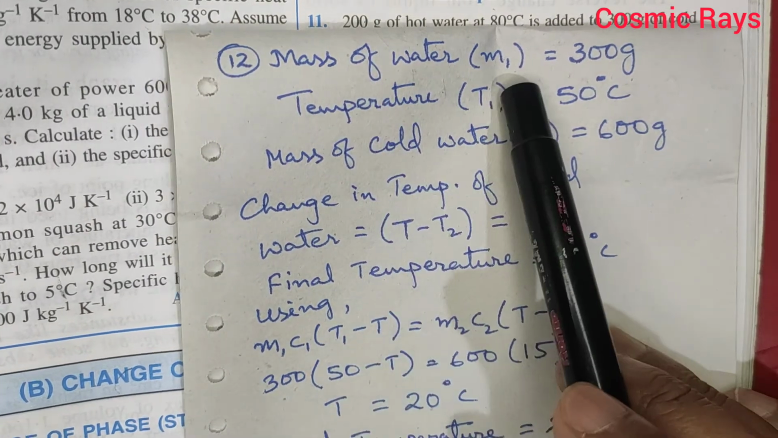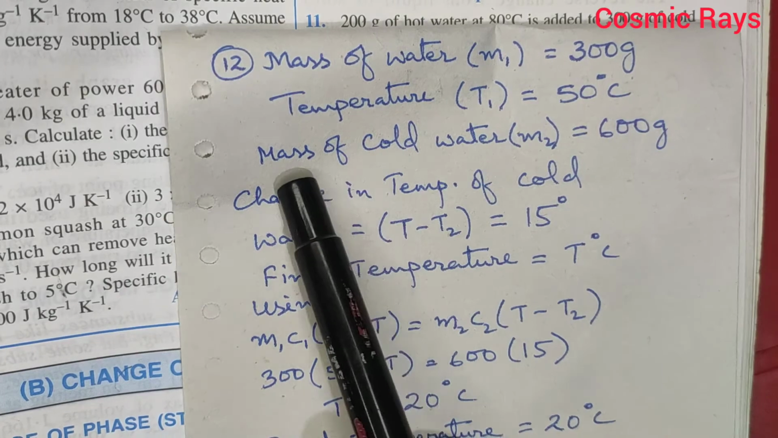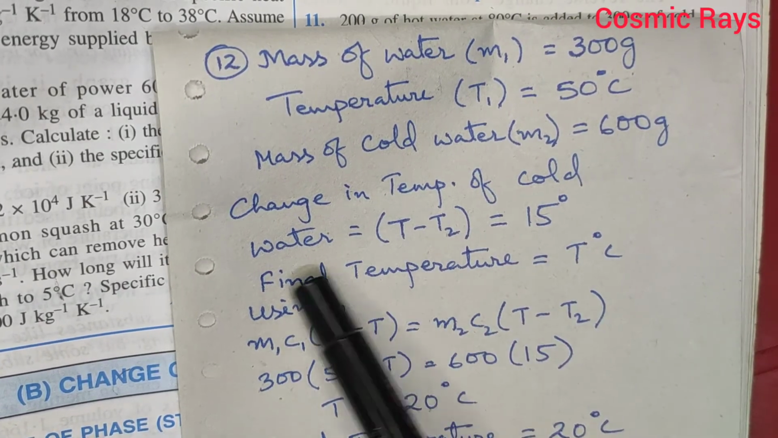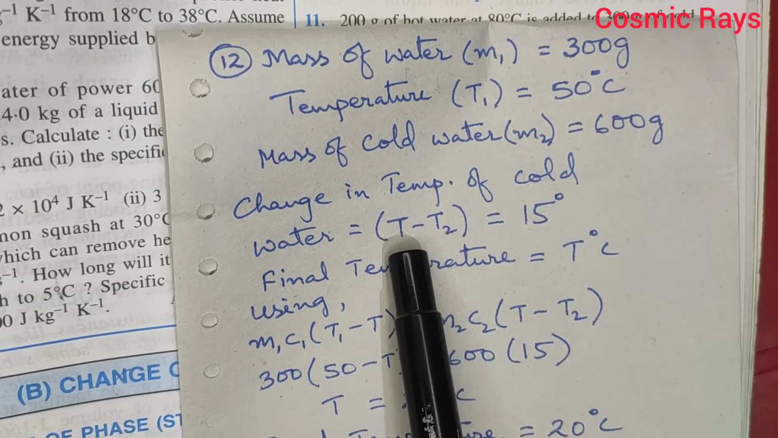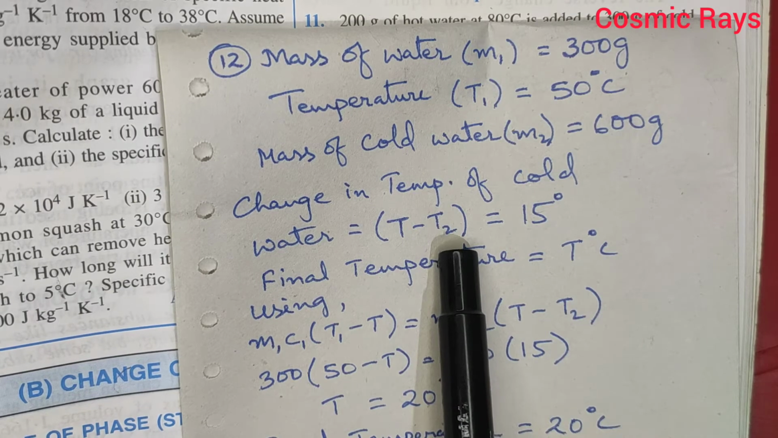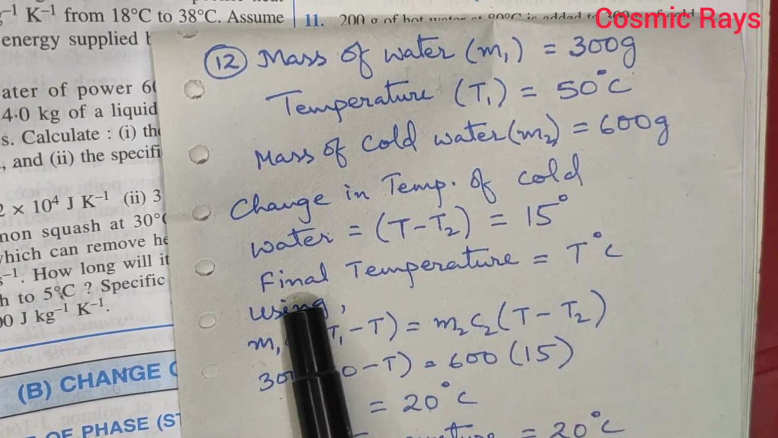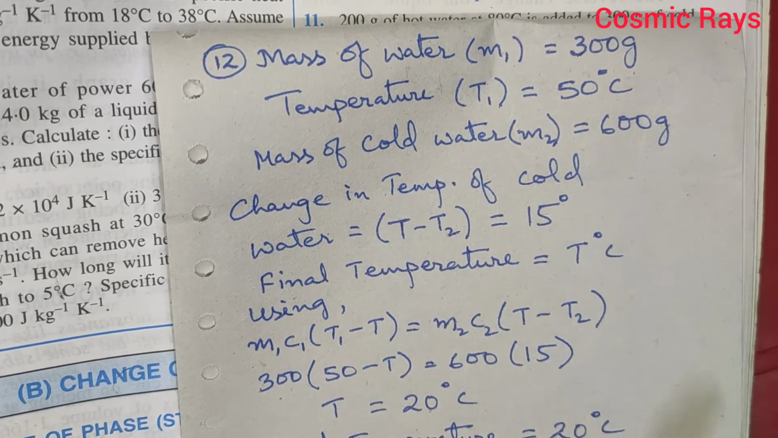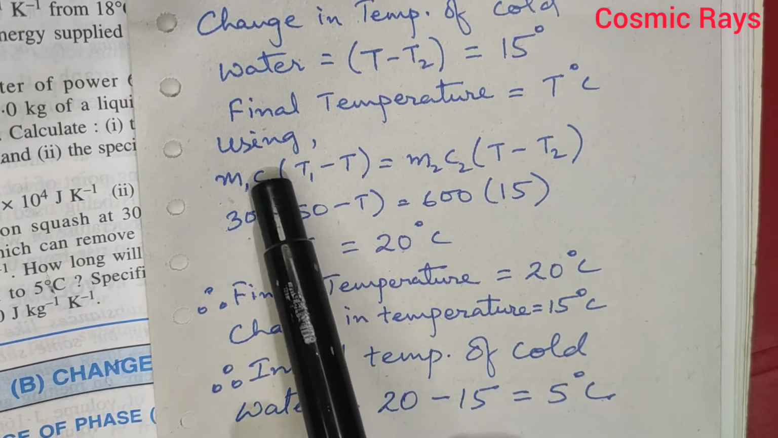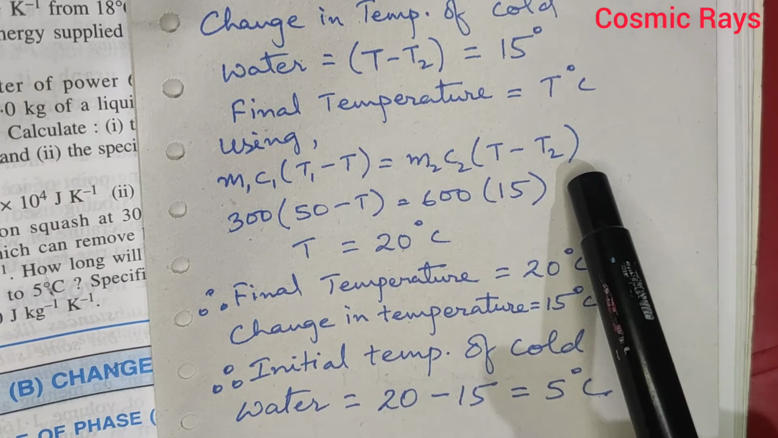Mass of water M1 is equal to 300 grams. Temperature T1 is 50 degrees Celsius. Mass of cold water M2 is 600 grams. Change in temperature of the water, which is final temperature minus the second temperature, is given to us as 15 degrees. So final temperature is T degrees Celsius. Now using the formula M1 C1 multiplied by (T1 minus T) is equal to M2 C2 (T minus T2).